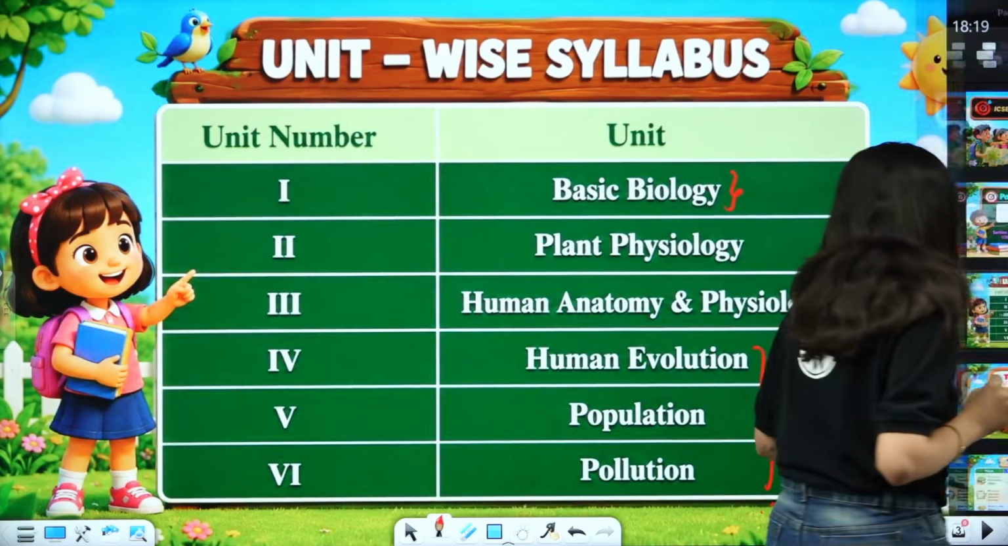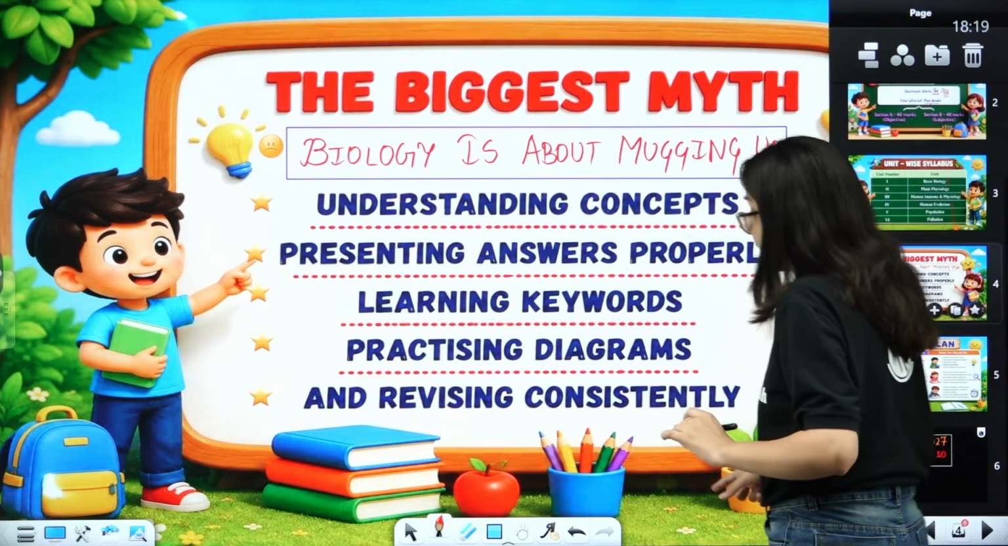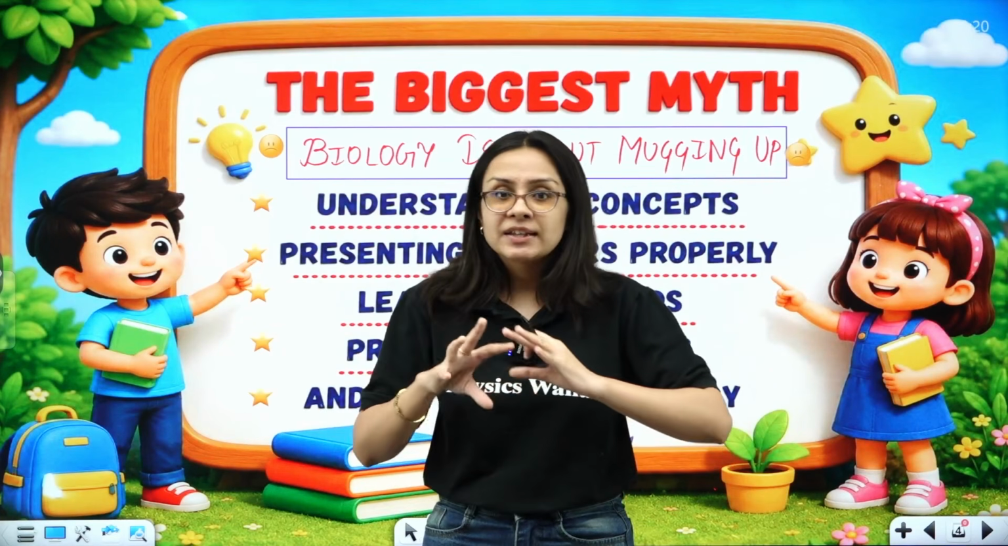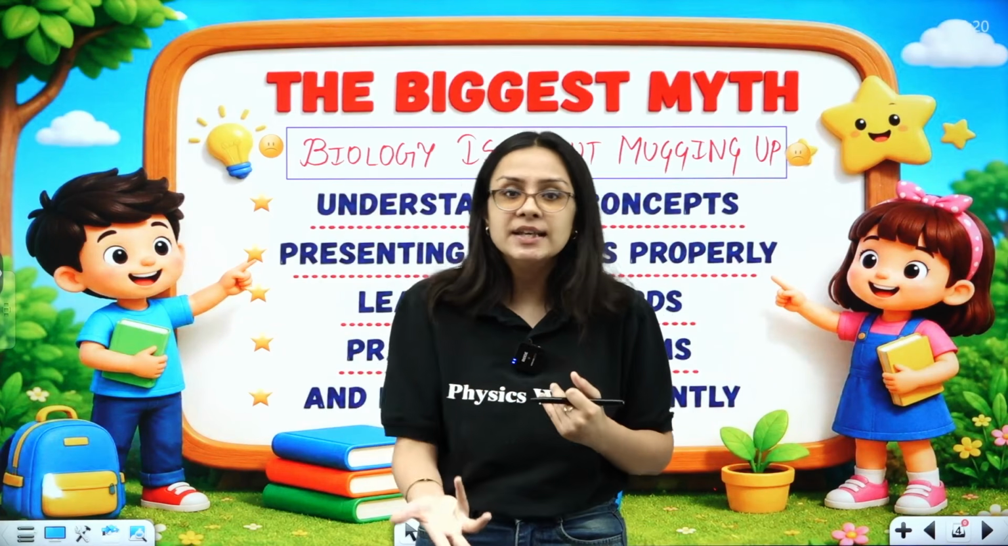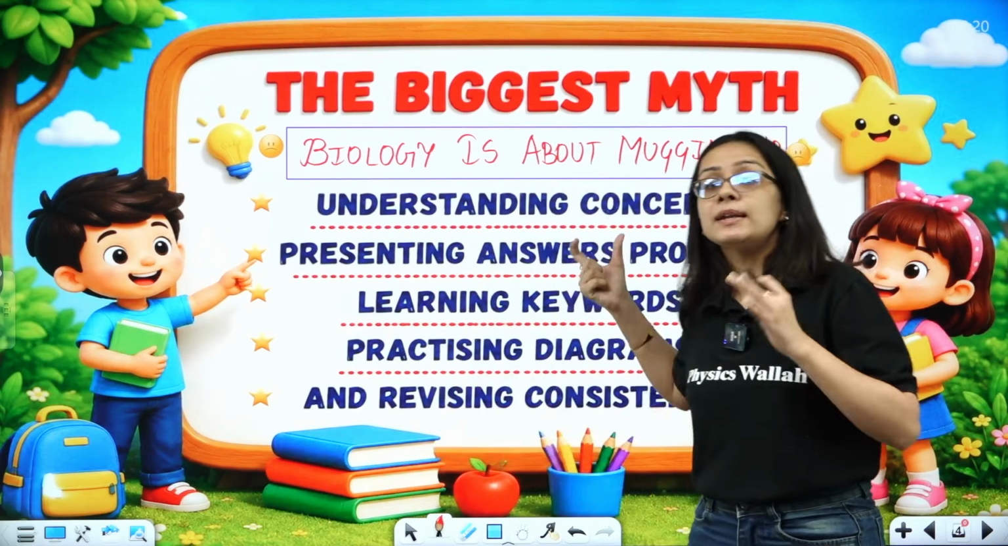Now, if I talk about the yearly strategy that you need to follow, it is firstly realizing that biology is not about rote learning. It's not about mugging up. If you have been studying with this mentality that okay, we'll cram everything and we'll vomit out everything in the exam, that's going to help you only for a short period of time, because now you have a lot of syllabus, a lot of things to remember. So understanding concepts is extremely important.